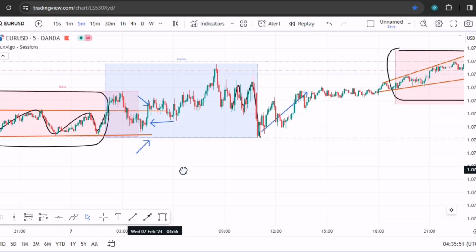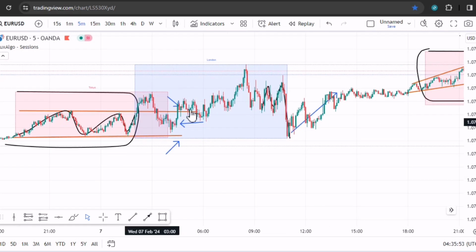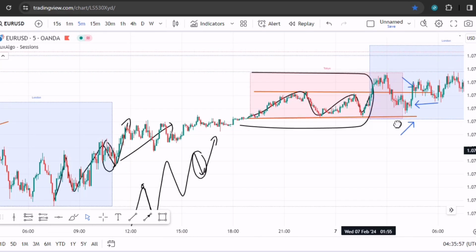We're just going to look at some examples. So right here, it worked. Price went in the right direction.